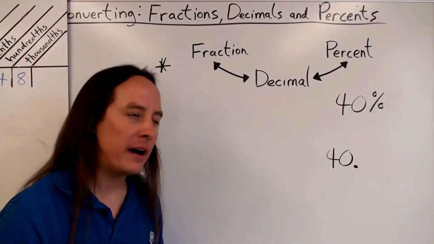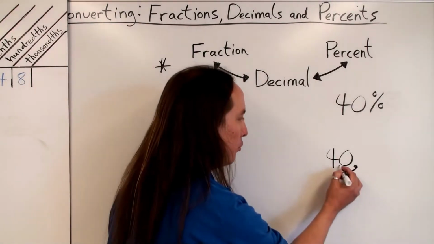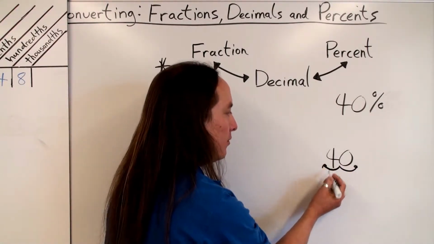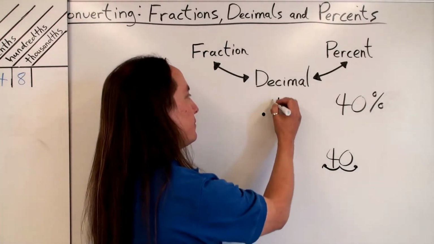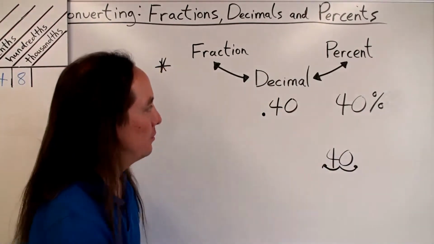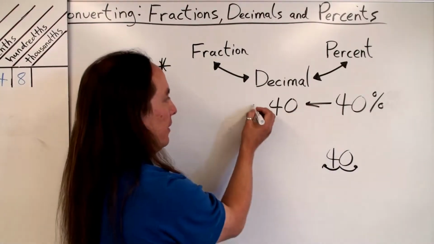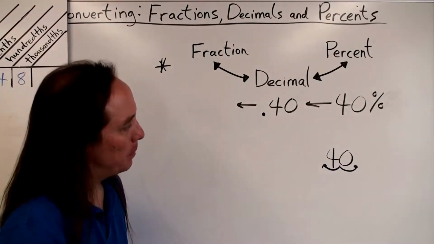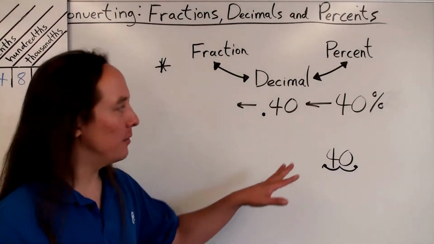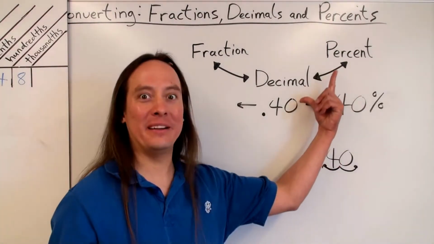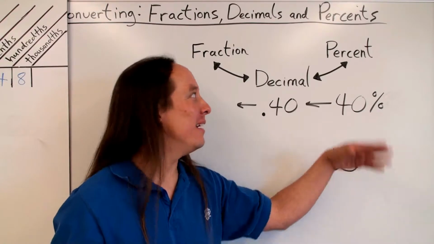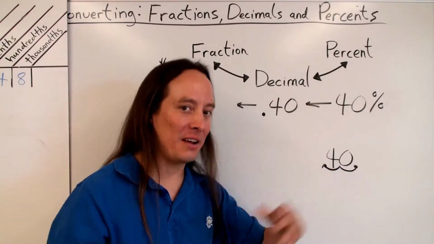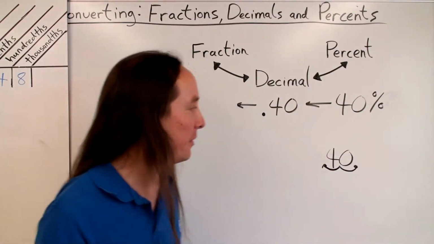So in order to divide it by 100, we just move the decimal to the left, right? Two places to the left. And we're going back this way now, right? Okay. So that's how we do that. These two conversions are really easy. It's just decimal to percent, move the decimal two to the right. Percent to decimal, move the decimal two to the left. That's it. It's real straightforward.